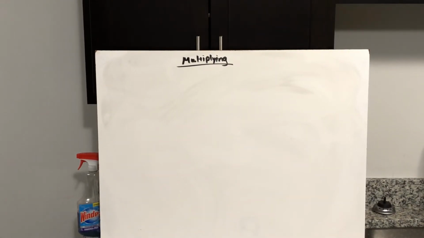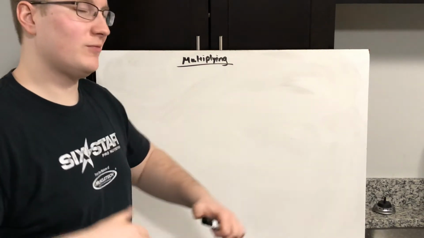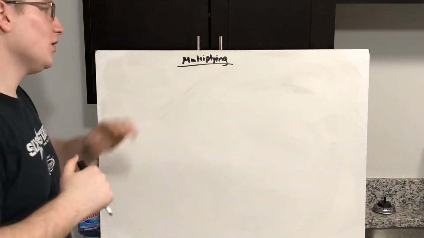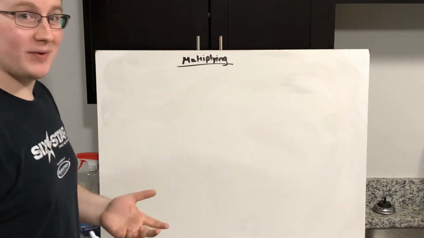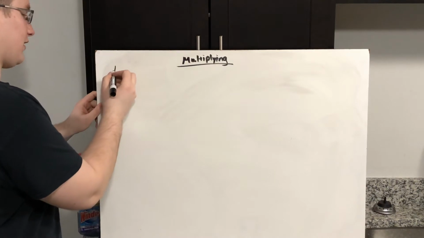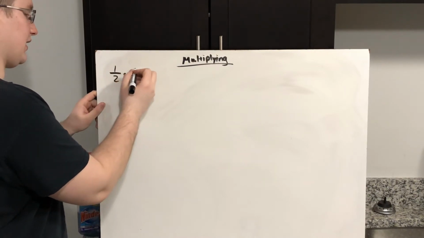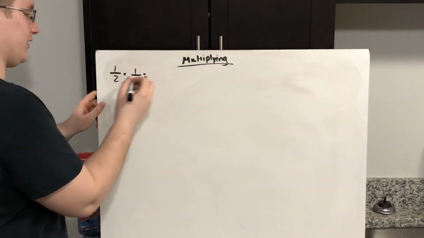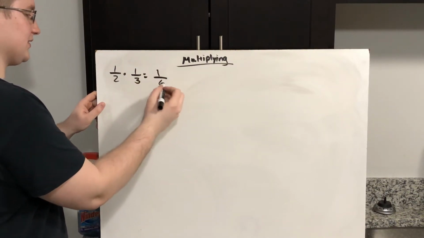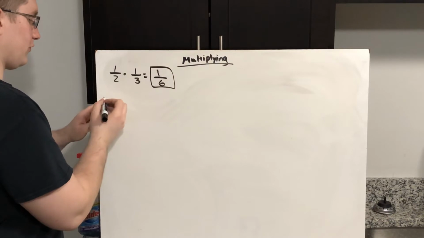Everyone, welcome back. We're going to be doing part 2 now, which is going to be multiplying and dividing rational expressions. So with multiplying, it's just like multiplying a regular fraction. We multiply straight across. So if I have 1/2 times 1/3, I just multiply straight across. 1 times 1 is 1, 2 times 3 is 6.